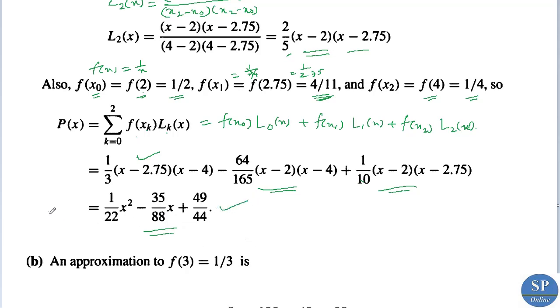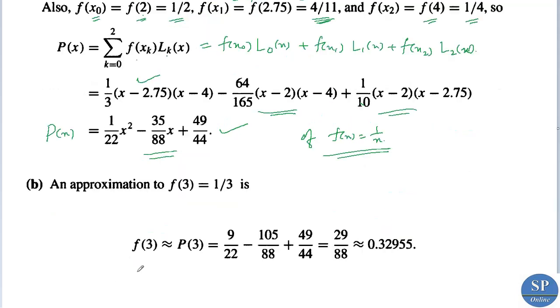So this will be the second degree Lagrange approximating polynomial of f of x equal to 1 by x. That means we can approximate f of x equal to 1 by x by this polynomial p of x.